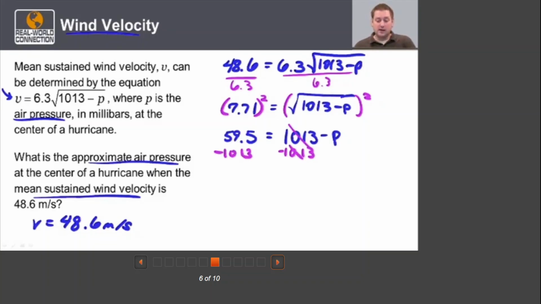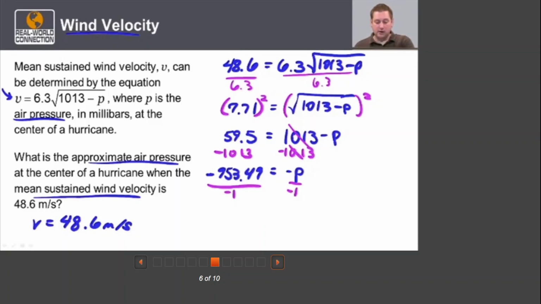So on the right side of the equation, I still have a negative p. And on the left side, by subtracting 1013, I'm going to get a value that's approximately negative 953.49. So it's all meant for p. The only thing left on the p is divided by negative 1.